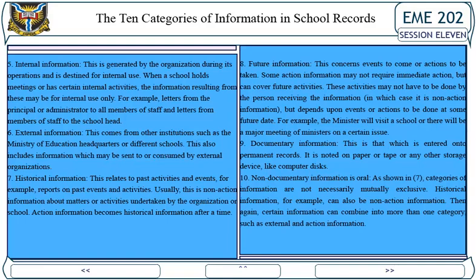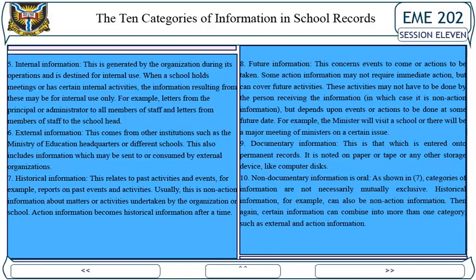6. External information. This comes from other institutions such as the Ministry of Education headquarters or different schools. This also includes information which may be sent to or consumed by external organizations. 7. Historical information. This relates to past activities and events, for example, report on past events and activities.